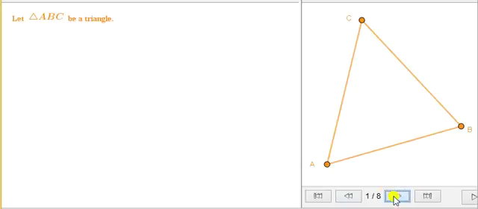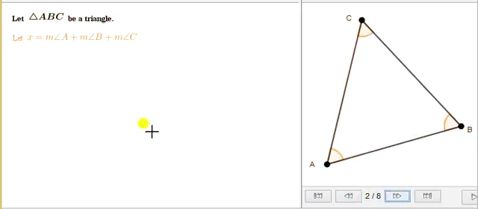Okay, let's prove the theorem: the sum of the measures of the interior angles of a triangle is 180 degrees. Let's start with an arbitrary triangle ABC, and because we don't know the exact measurement of the sum of the interior angles, we just say x for that. So x degrees for the sum of these three angles.